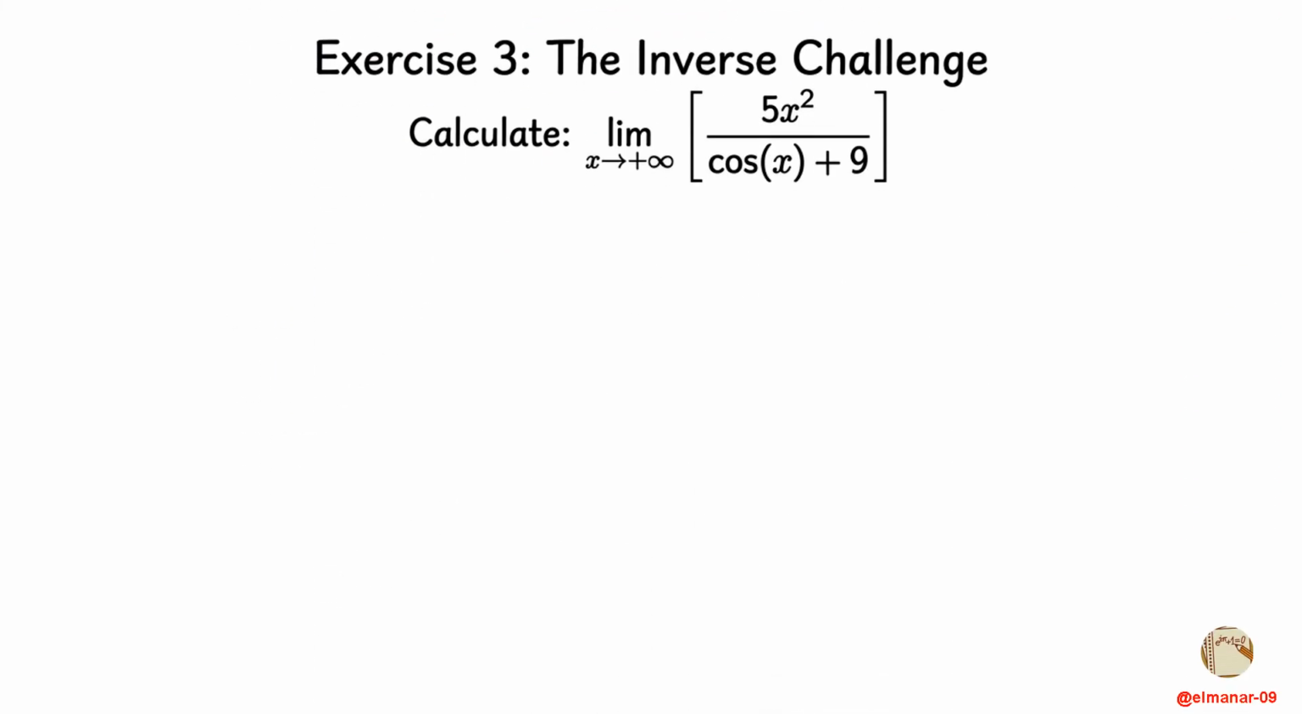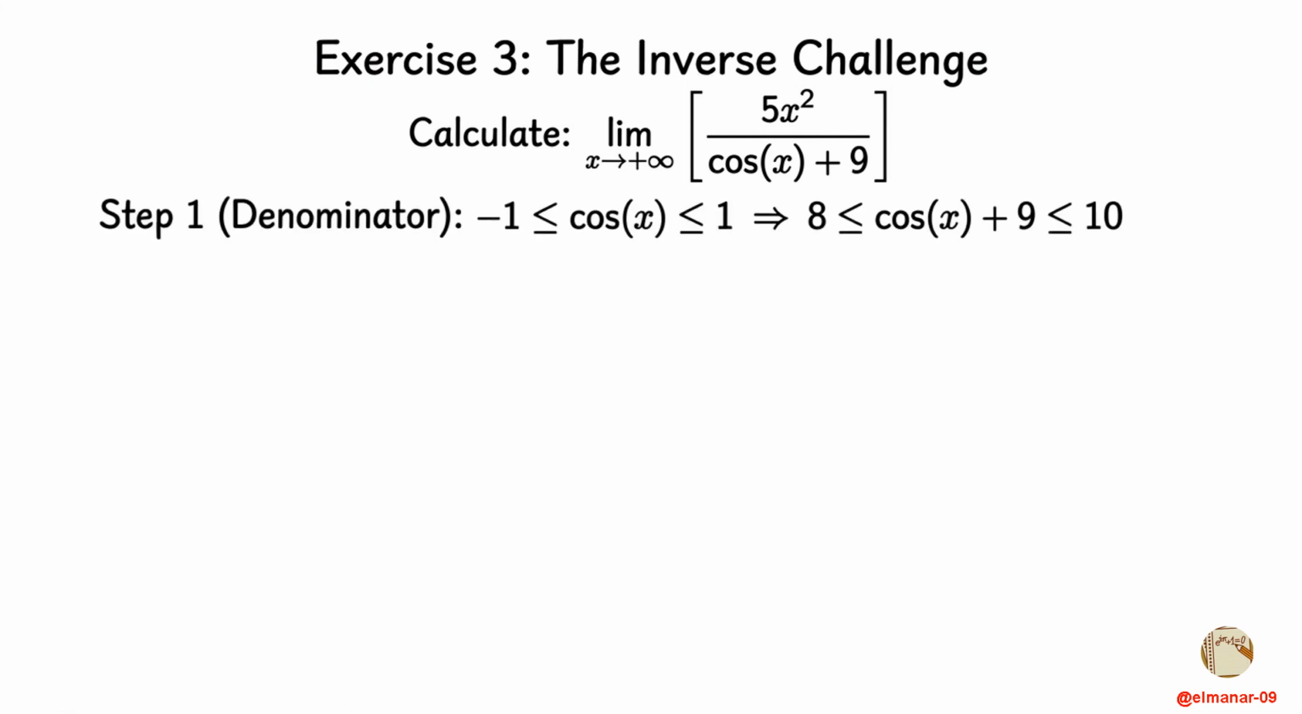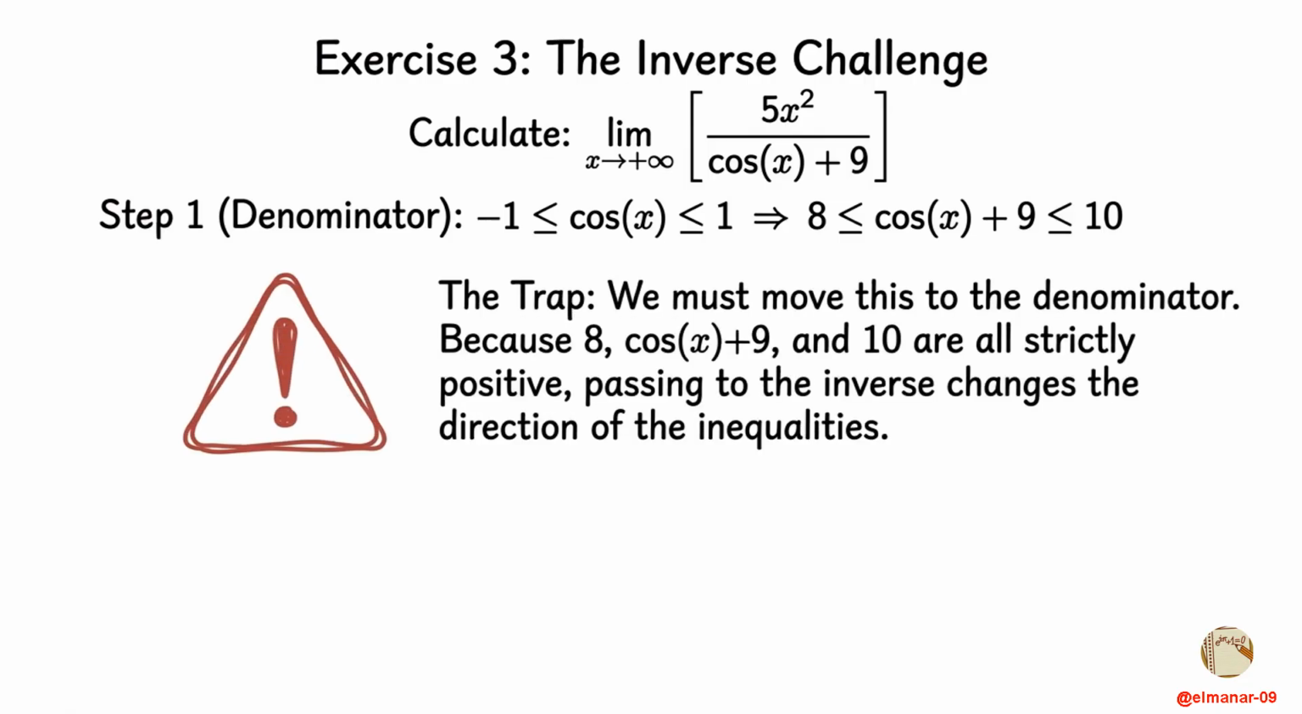Now, pay close attention because exercise 3 is a challenge, the inverse trap. We need the limit of 5x squared divided by cosine x plus 9. Step 1 starts with the denominator. We know -1 is less than or equal to cosine x, which is less than or equal to 1. Adding 9 gives us 8 is less than or equal to cosine x plus 9, which is less than or equal to 10. But here is the trap.